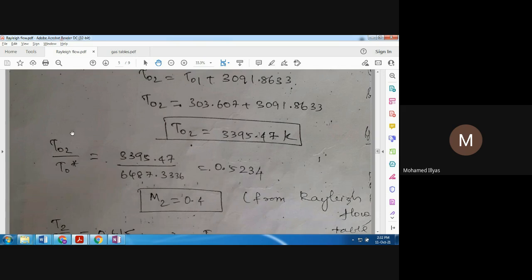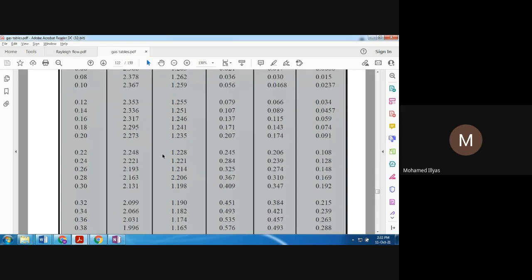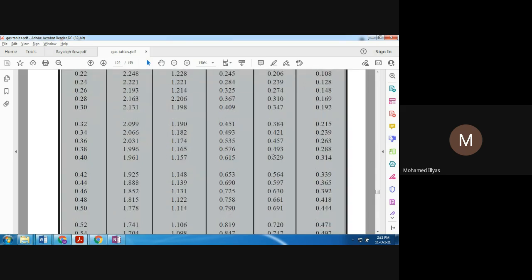Now we can form the ratio T02 by T0 star, because we already know T0 star here. T02 is 3395.47 and T0 star is 6487, and we get T02 by T0 star as 0.5234. This value we will look up in our Rayleigh flow table, and corresponding to this value, we'll get the rest of the values. We have got one of the exit properties, T02 by T0 star as 0.5234. Let us take 0.52. If you want accurate interpolation, you can take the average of these. So here we will take 0.4.